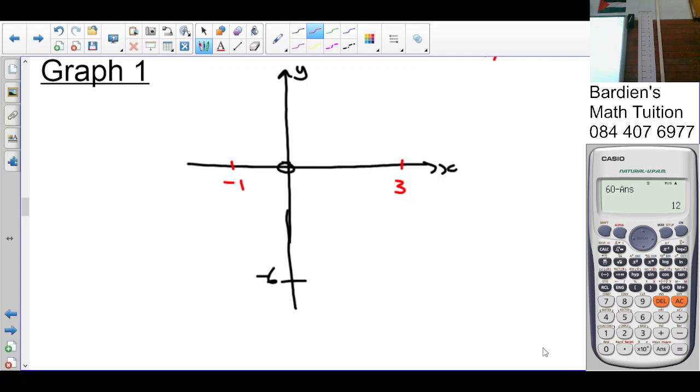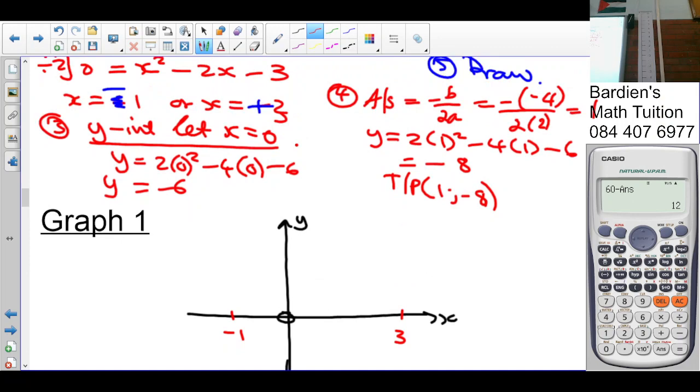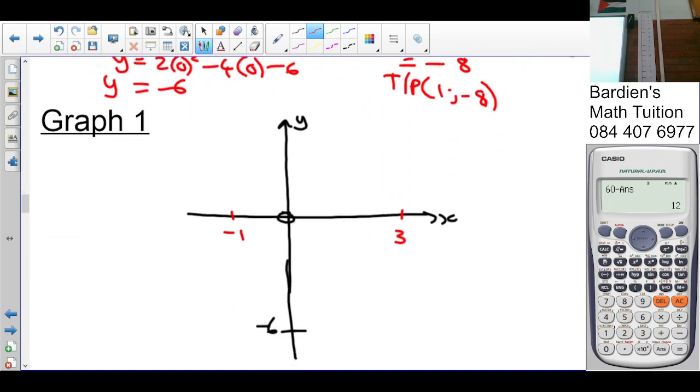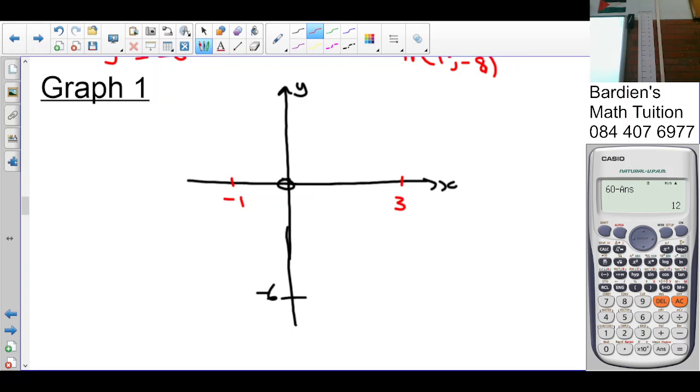Then you have an axis of symmetry of x is equal to 1. Now when we draw in the axis of symmetry, it's a dotted line. Why? Because this is not actually part of the graph, but it's a guide to the shape of the graph. Okay? Draw that in.